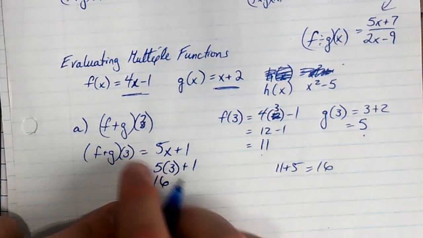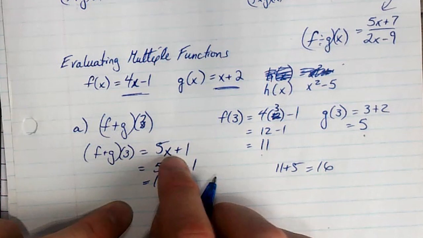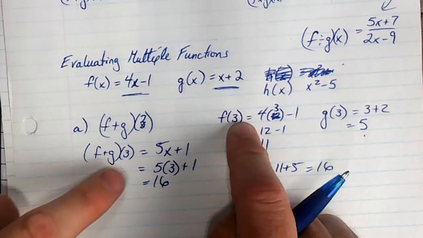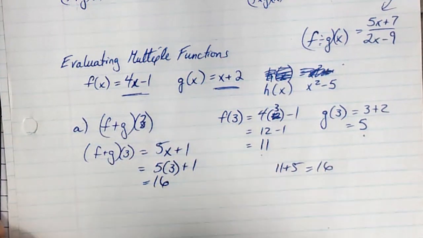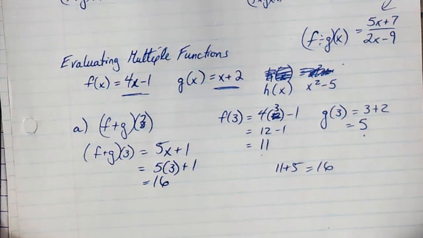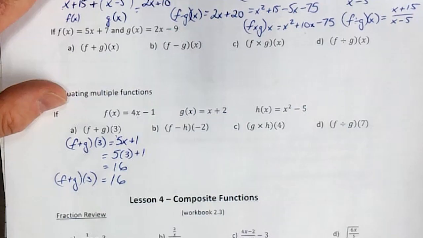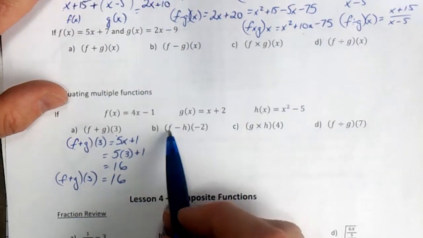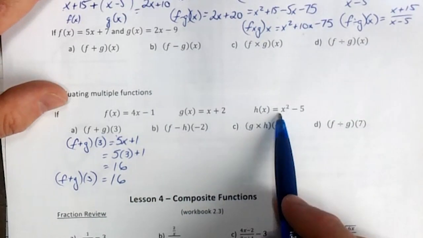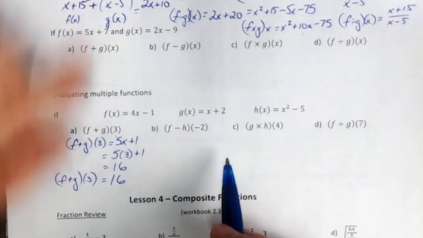So your choice: do you want to add the functions first, then evaluate the number, or evaluate both of them with the chosen number, then do what it says. In this case, it's adding them. So you choose your method, then go with that. This time we're going to subtract, and we're going to subtract f minus h. Now, because there's an x squared, it might just be easier to put the numbers in.